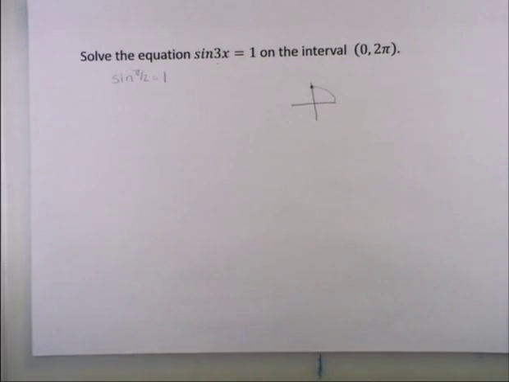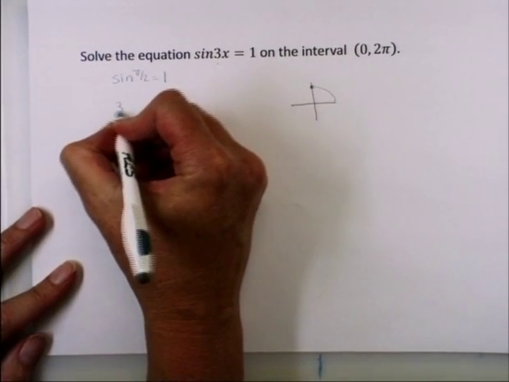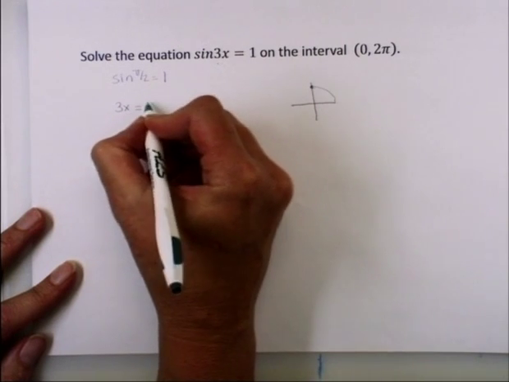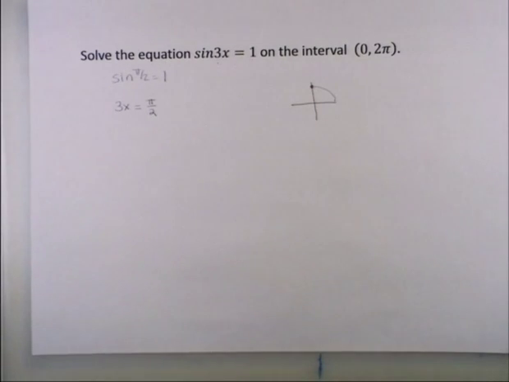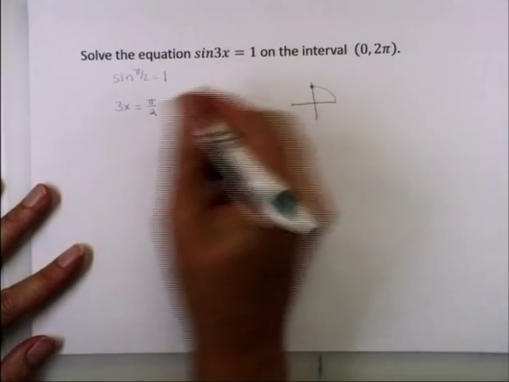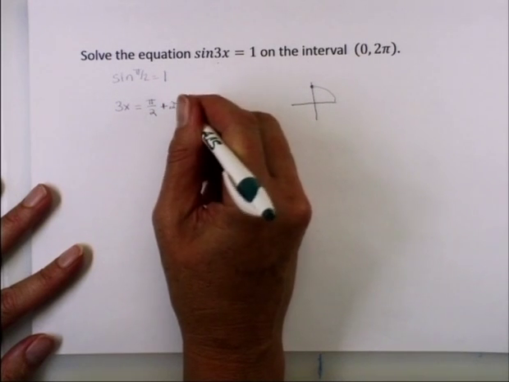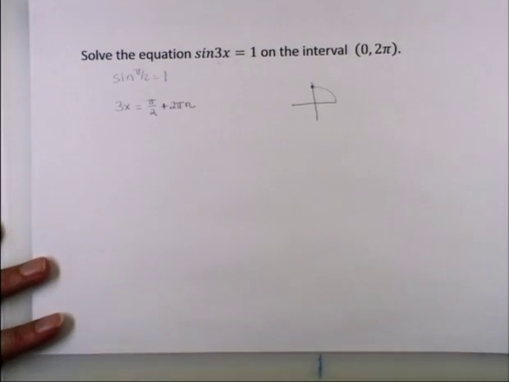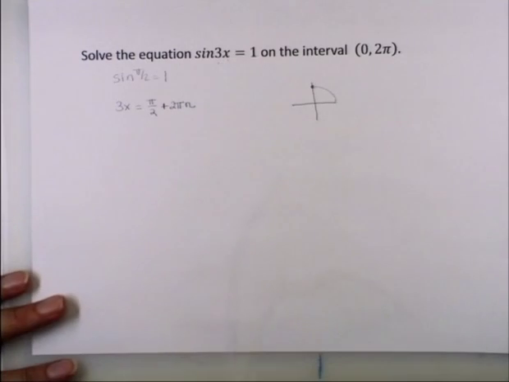It's the only place. So when I'm looking at this, I just want the 3x to equal pi over 2. Now that's going to for sure give me one solution, but remember that I might need to consider some different multiples of those. So I'm going to put that plus 2 pi n on there, okay? Because notice this is multiplying x by 3, so this is kind of changing things a little bit.